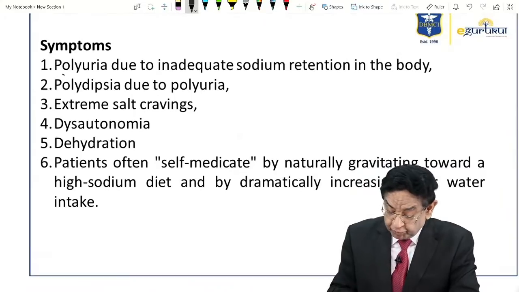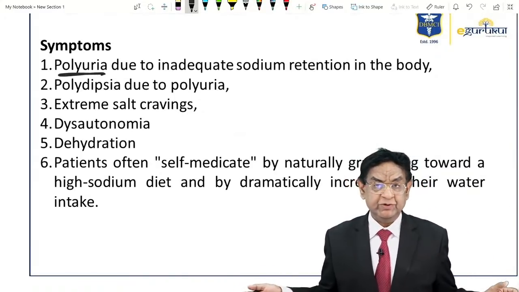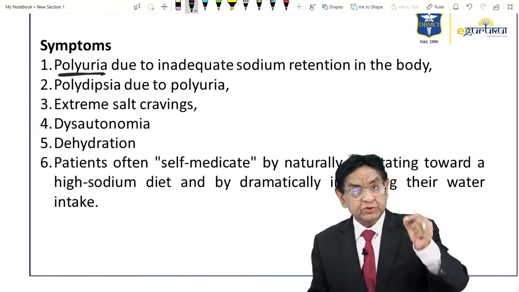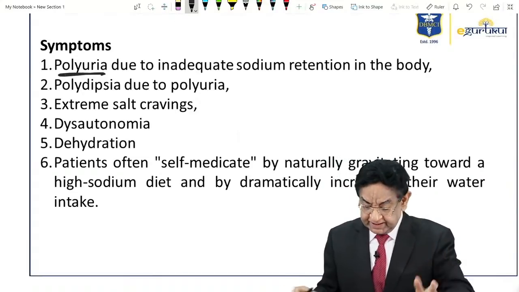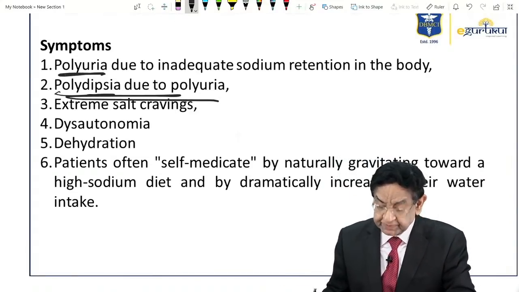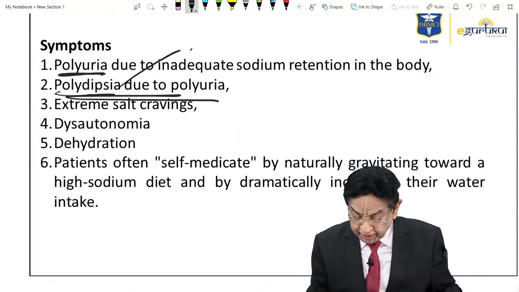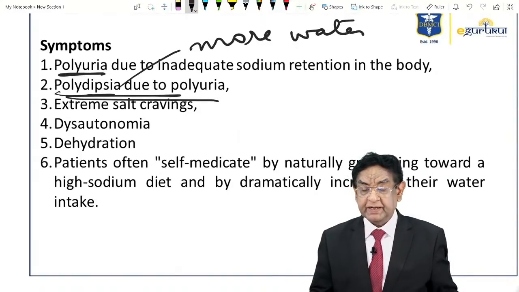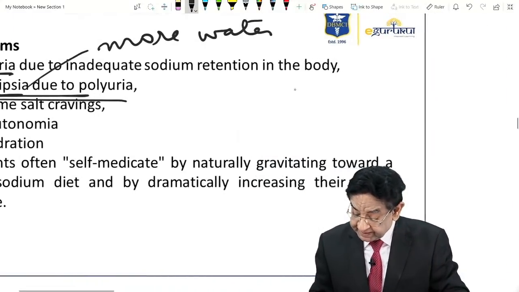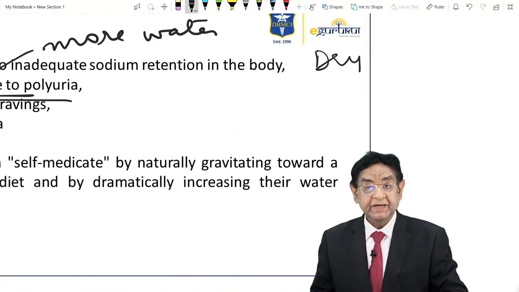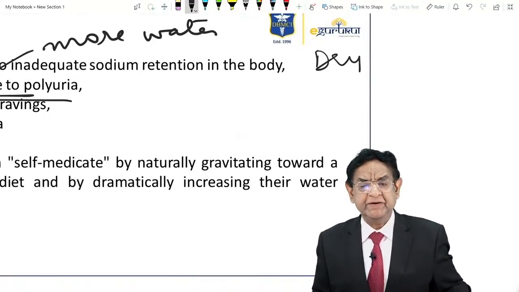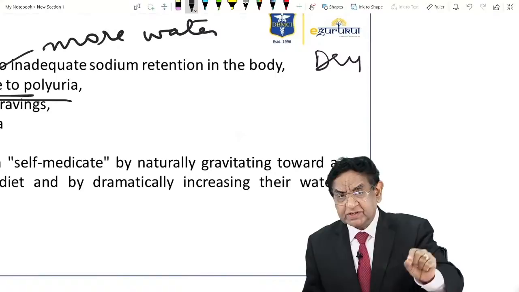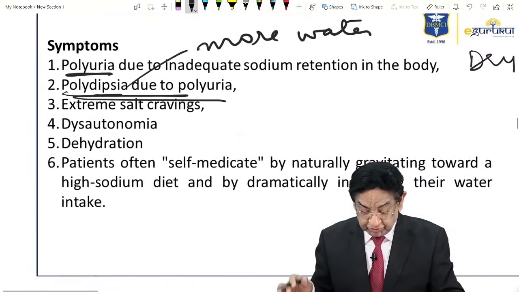Symptom, they have polyuria. Why polyuria? As I told you, a large amount of water is going out with sodium also. Since sodium and water are going out, he is dehydrated, he will have polyuria, polydipsia. Polydipsia, he likes to drink more and more water. He is thirsty. And his tongue will be dry. Important point to differentiate from SIADH, tongue dry. And here intravascular volume is reduced.